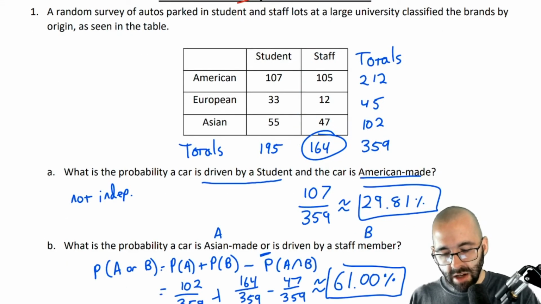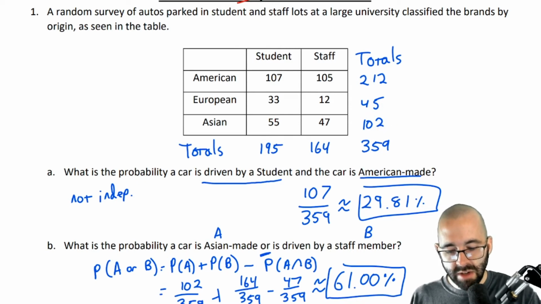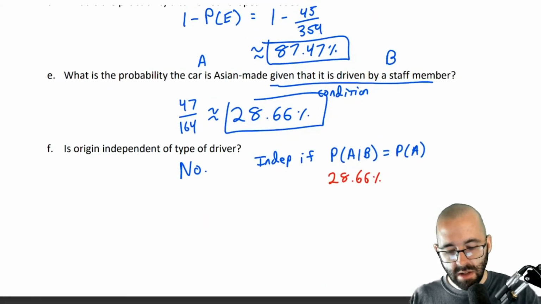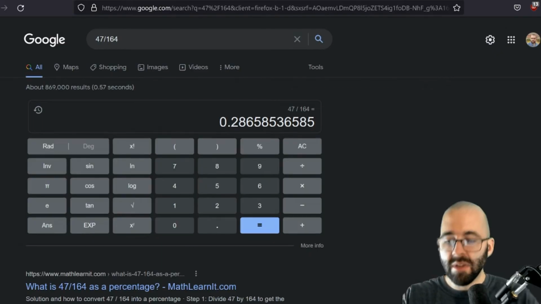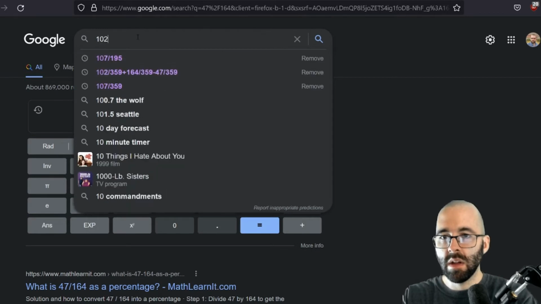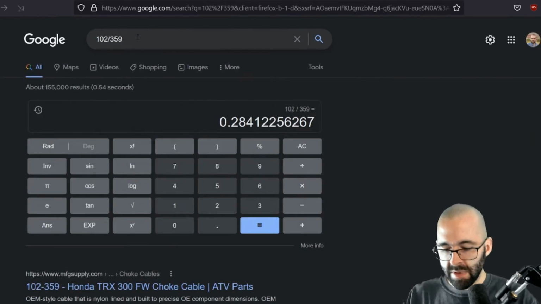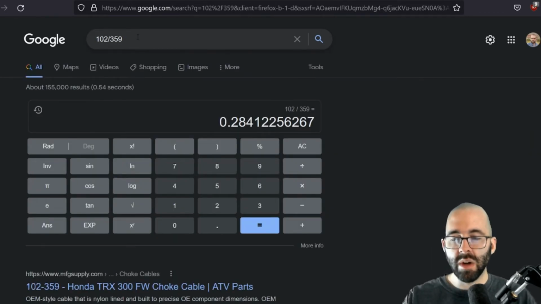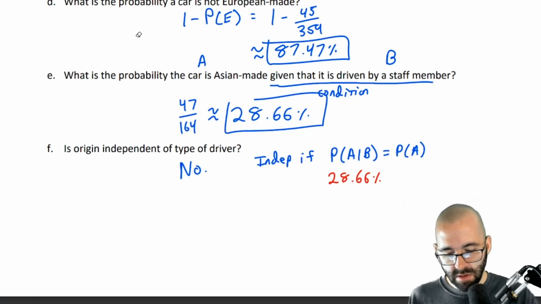But the probability of just A, the probability that it's just Asian made, if we just look at what is just the probability that something is Asian made, 102 over 359. That's 28.41. That's actually very close.